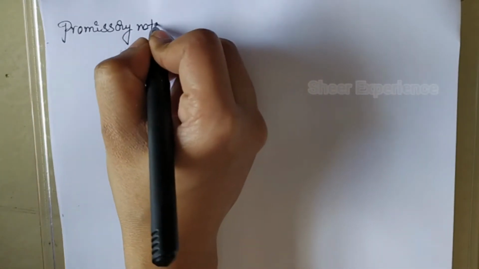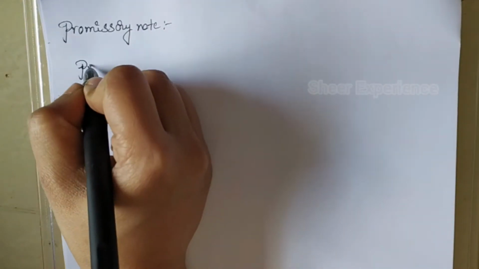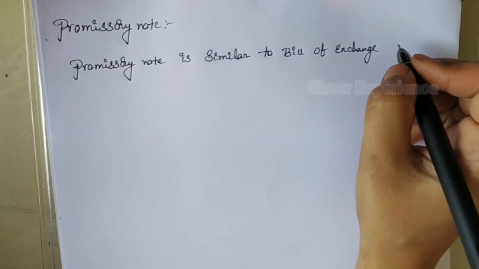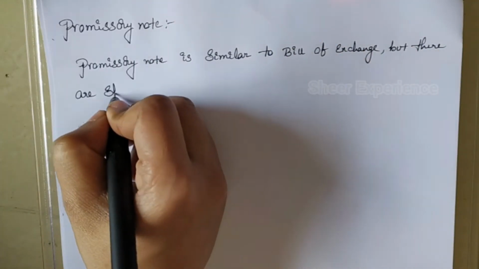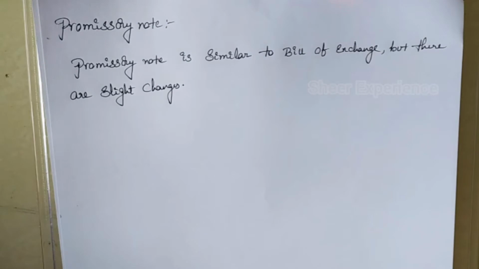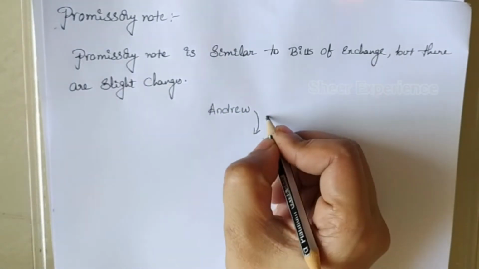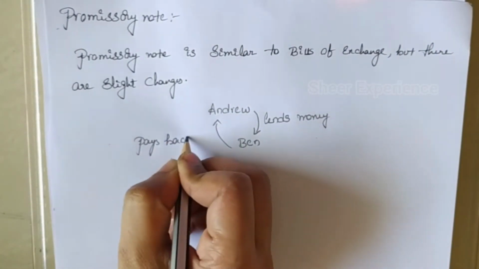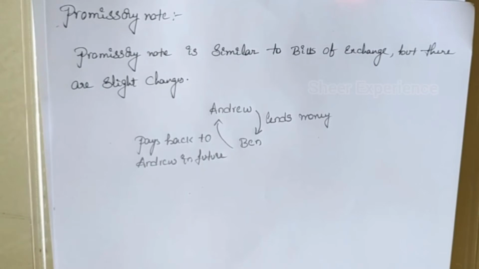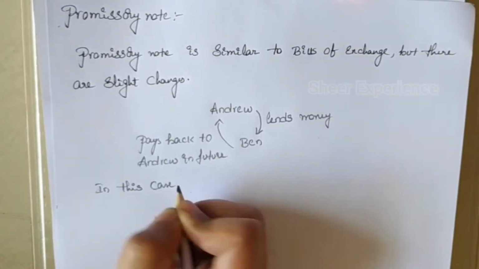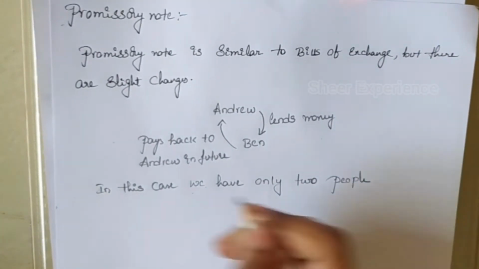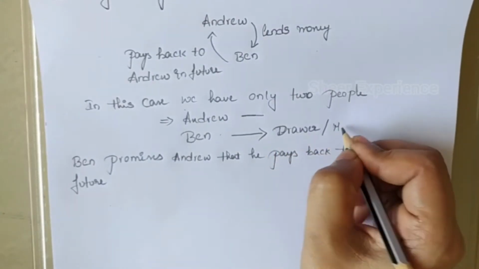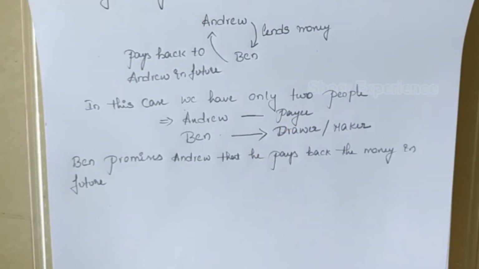Now we will see what is promissory note. As we already discussed that promissory note is one of the instruments of credit. It is similar to bills of exchange, but there are slight changes. For example, Andrew lends money to Ben and Ben has agreed to pay the money back to Andrew in future. In this case, we have only 2 people involved, that is Andrew and Ben. Andrew is the payee and Ben is the drawer or maker.